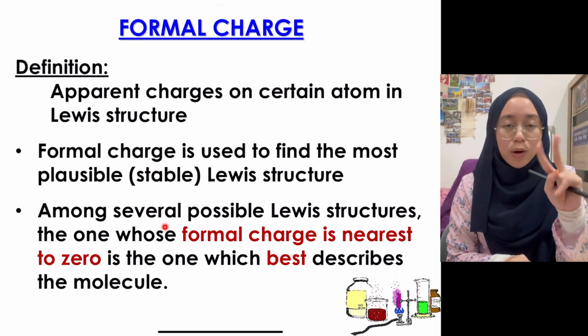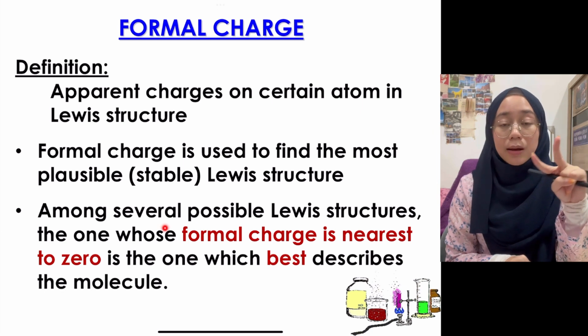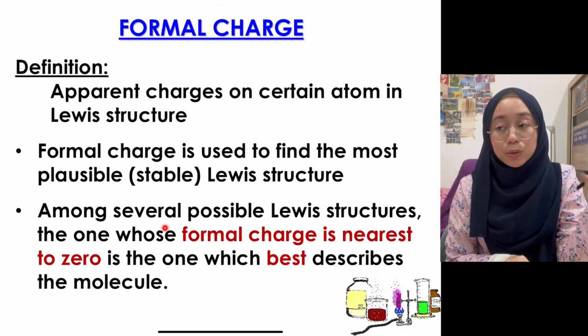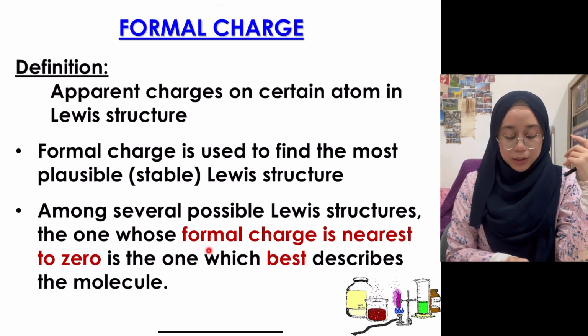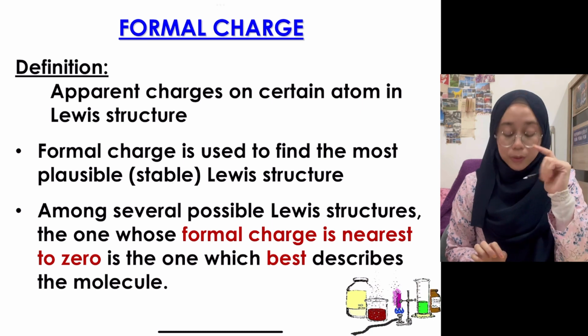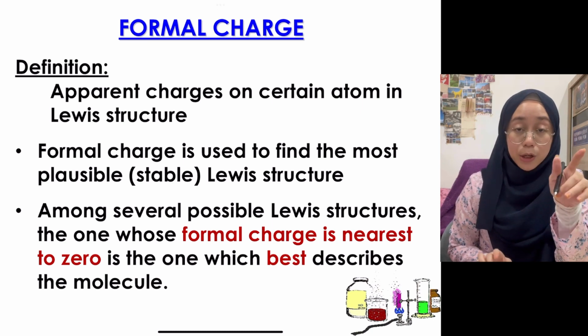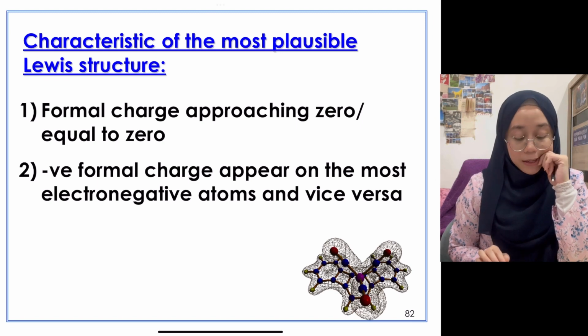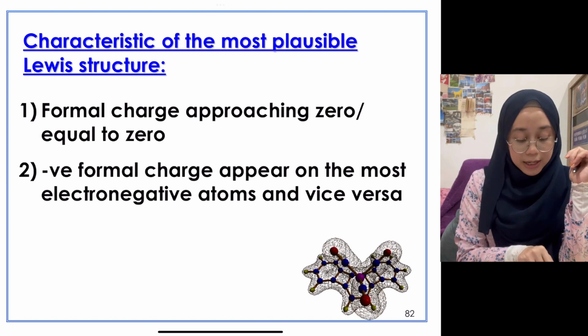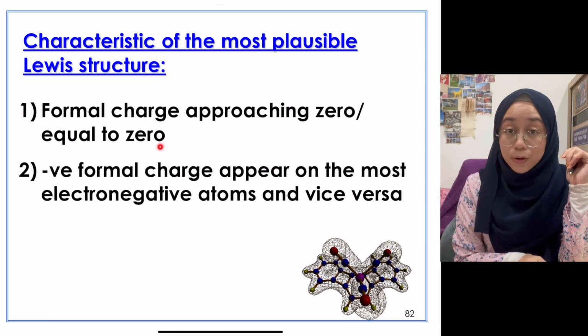Okay, so ada 2 karakteristik yang penting kalau lepas kita dah kira formal charge tu untuk kita determine which one is the most plausible one. So among several possible Lewis structure, the one whose formal charge is nearest to 0 is the one that best describes the molecule. But not only this one class, so satu lagi karakteristik yang kamu kena take note adalah, so tadi yang first tadi adalah formal charge approaching 0 ataupun equal to 0. That would be the best one.